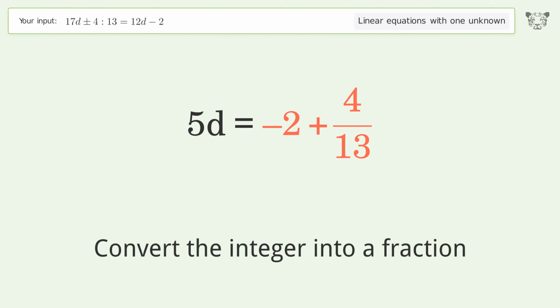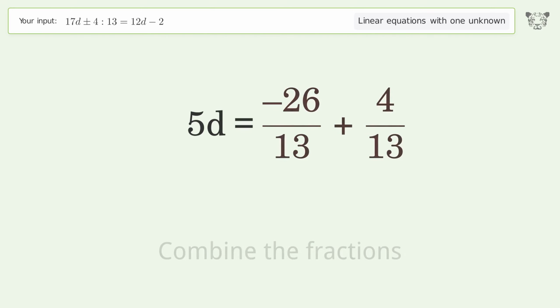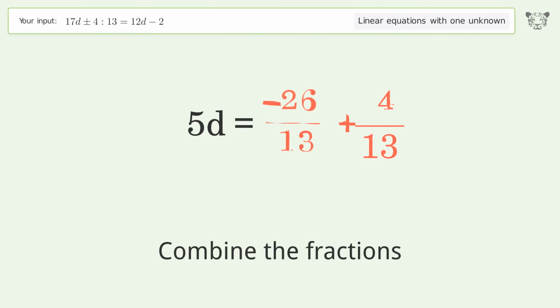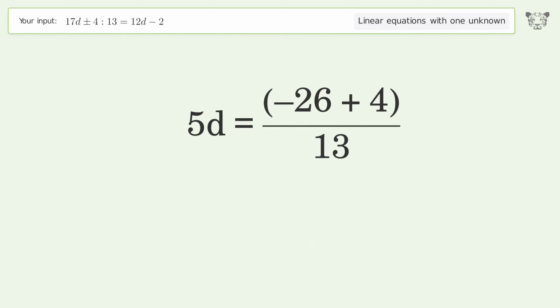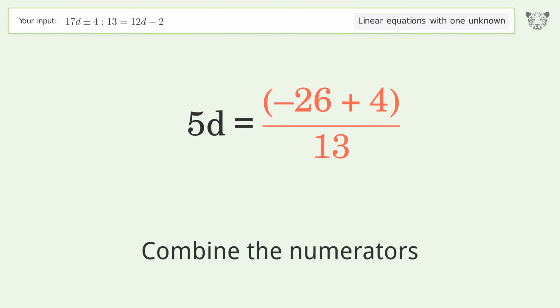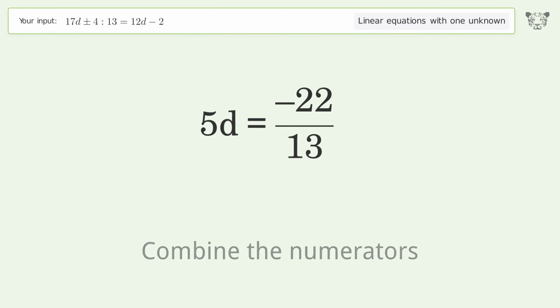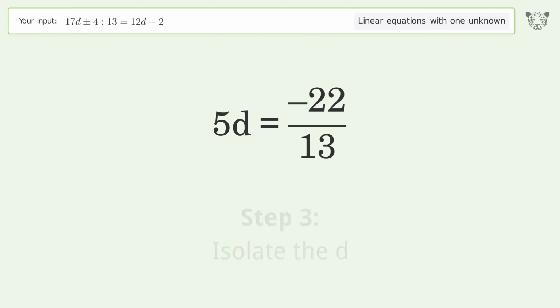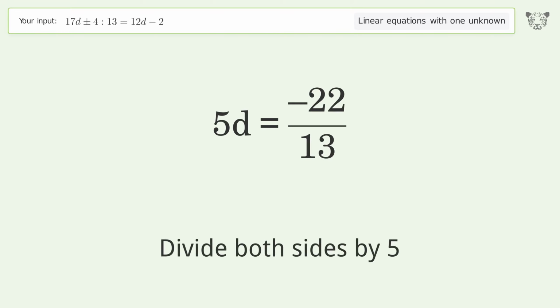Convert the integer into a fraction. Combine the fractions. Combine the numerators. Isolate the d. Divide both sides by 5.